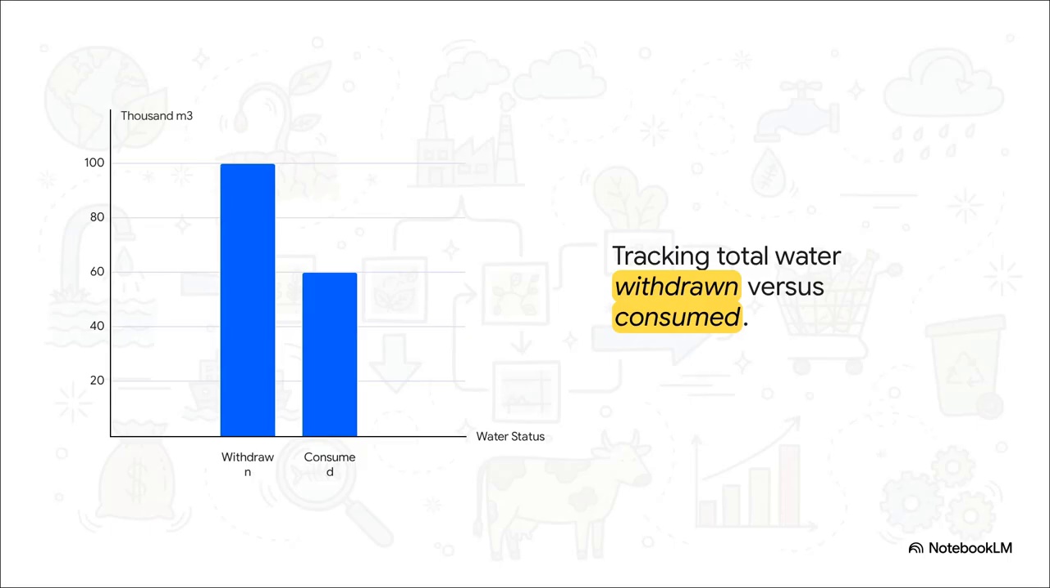They have to measure two distinct things in thousands of cubic meters. First, total water withdrawn. That's the water they pull from lakes, rivers, or city pipes. But second, and this is absolutely crucial, they must track total water consumed. Consumed water is what evaporates during processing or gets baked permanently into the food, meaning it never goes back to the local ecosystem. Tracking that gap forces companies to confront their actual permanent drain on local water supplies.